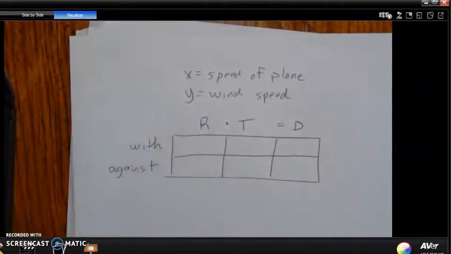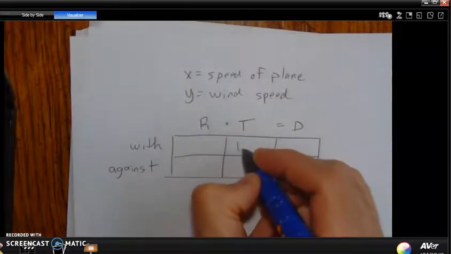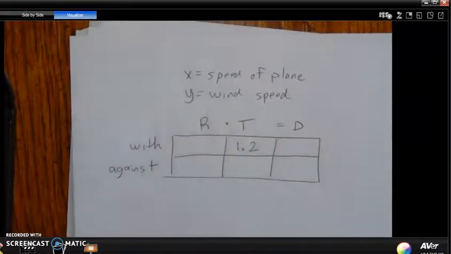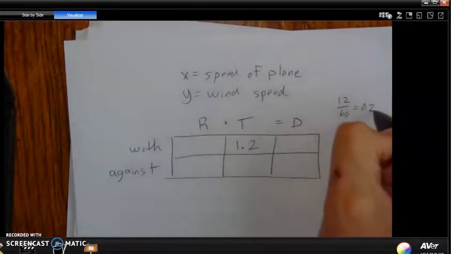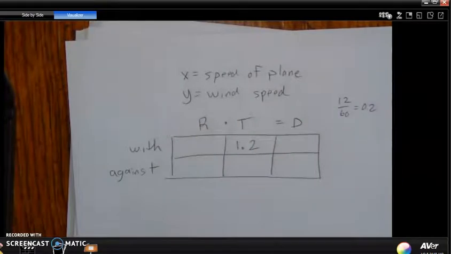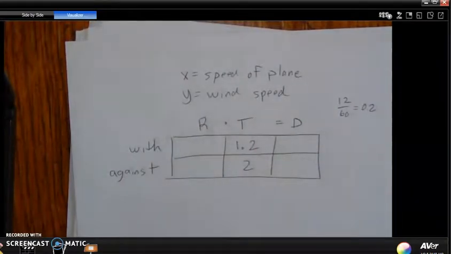There are some things that they give us. It takes an hour and 12 minutes with the wind, and so you have to convert that to hours. 12 minutes is 12 over 60, that's 0.2. So it's 1.2 hours. Against the wind is going to take longer, so it takes 2 hours.